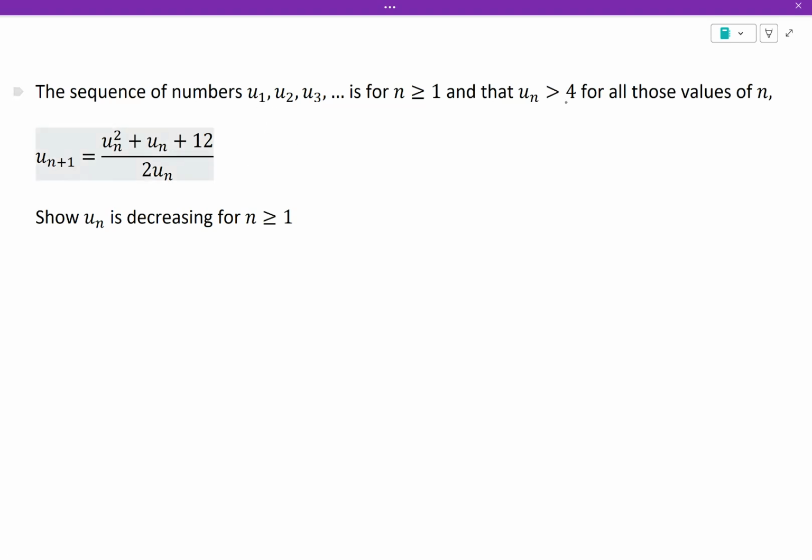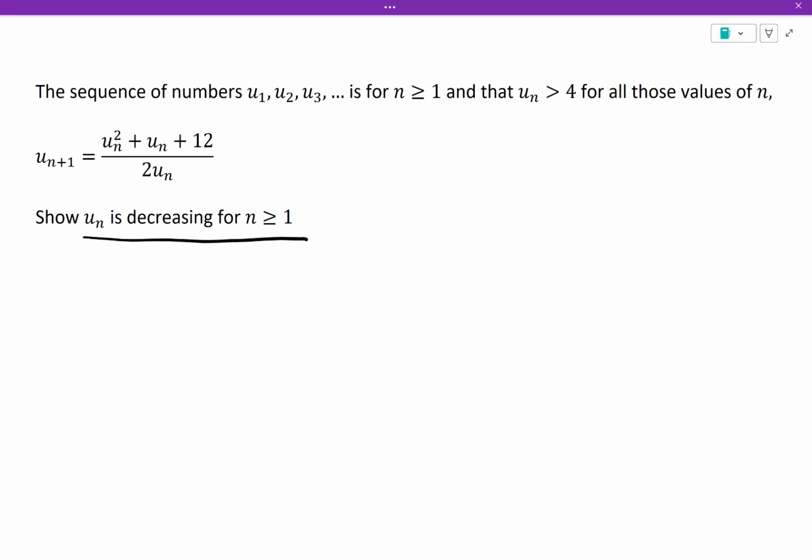And we're told that un is greater than 4 for all those values of n. So what that means is the value of every term is greater than 4. That's what that inequality is telling us. Then we're given the recurrence relation here, which looks pretty complicated. It's in the form of a fraction. So we've got un plus 1, and on the right-hand side, we've got a lot of un terms there. And we need to show that un is decreasing for n greater than or equal to 1. So essentially for all terms in the sequence.